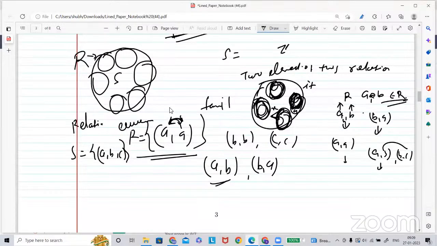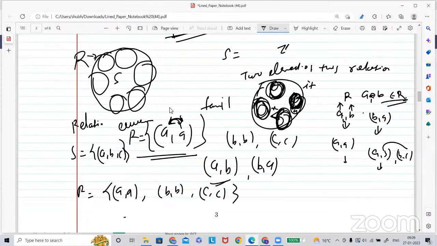So that means every reflexive relation is symmetric, right? If your relation is reflexive, there is no problem, it is going to be symmetric. Not always. See, suppose your relation is AA, BB, and CC. The identity relation is always reflexive and symmetric.